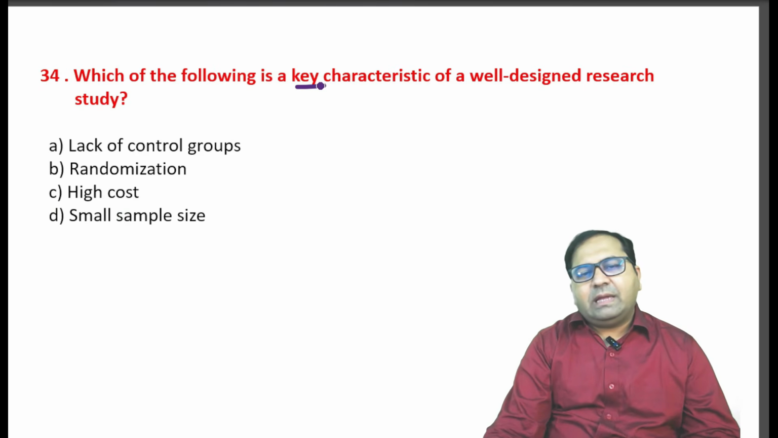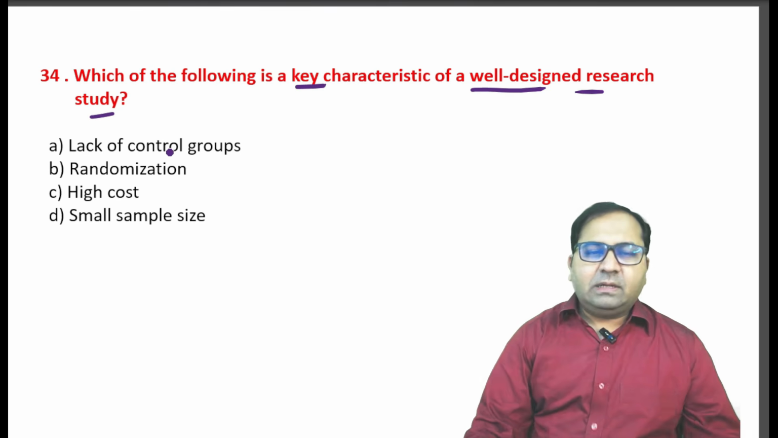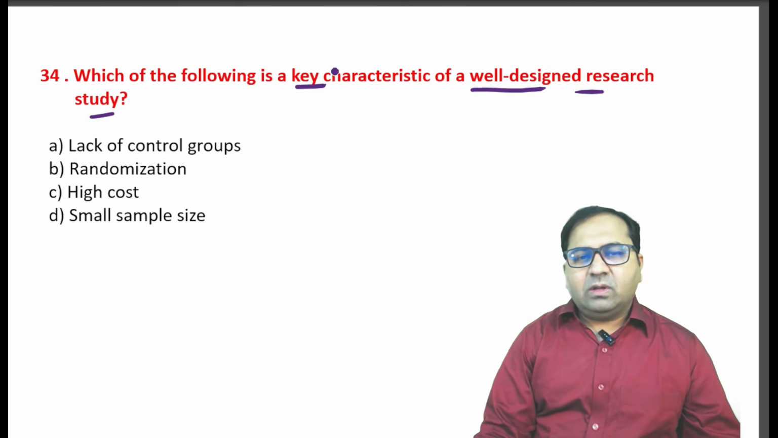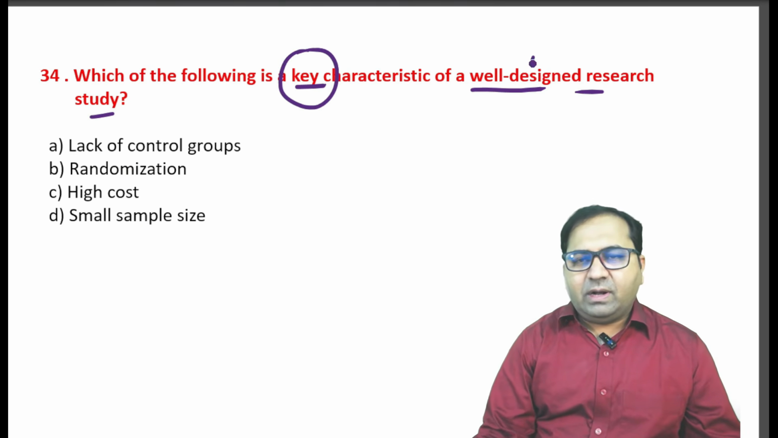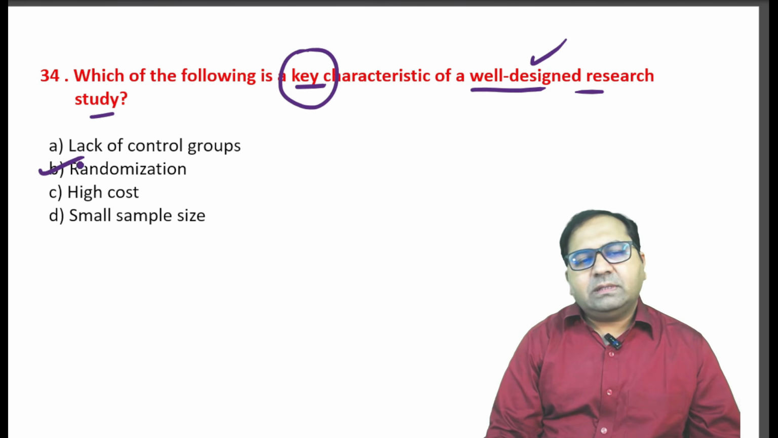Which of the following is a key characteristic of a well-designed research study? The options are A, lack of control groups. B, randomization. C, high cost. Or D, small sample size. So which is a key characteristic of a well-designed research study? The answer is randomization. Randomization is the key.